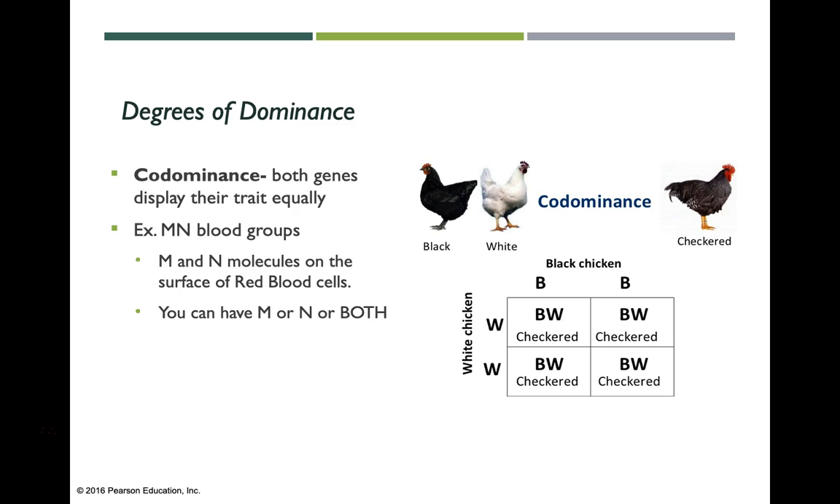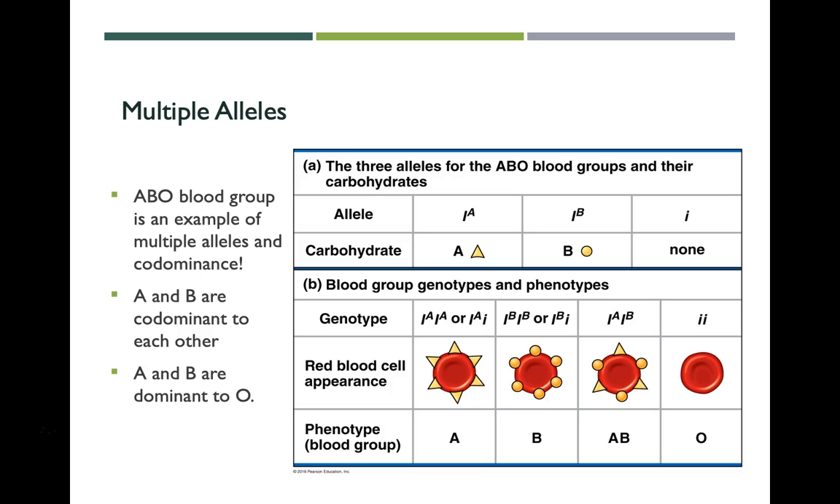If you are MM, you only have the M molecules attached. If you are NN, you only have the N molecules attached. But if you are MN, the heterozygote, you have both molecules attached to the red blood cells. This is really similar to the inheritance of the ABO blood type, and we'll talk about that in just a minute.